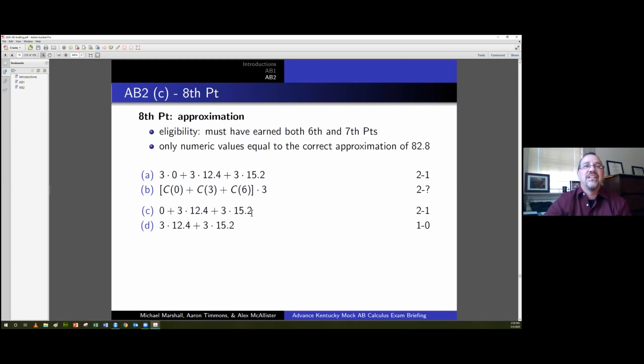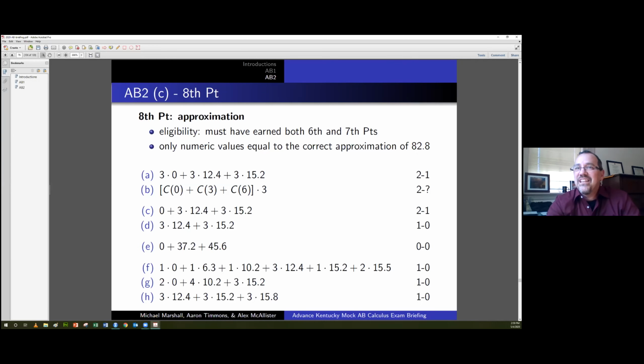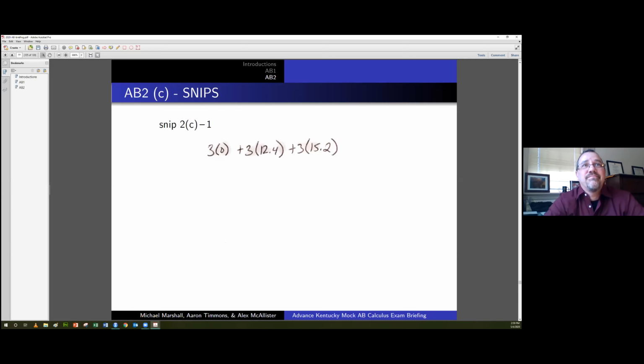We didn't ask for that. This one, right? So that idea that they have to have earned the 2 previous points to be eligible. That's a 1-0. Similarly, I think all the rest of these, they didn't earn the first 2 points, so they don't earn the answer point. All right, there we go.